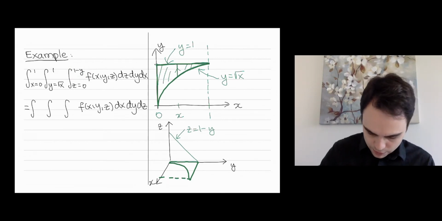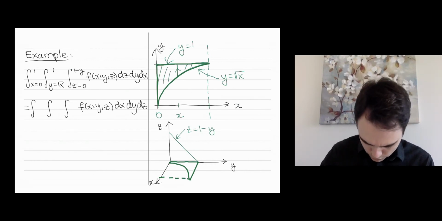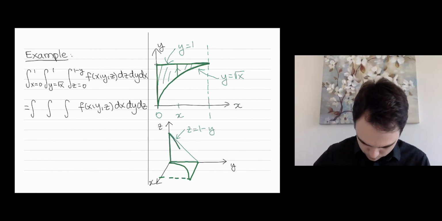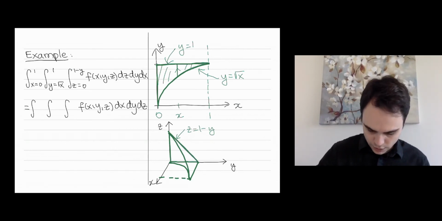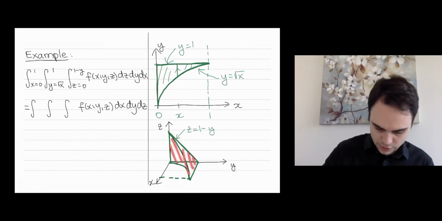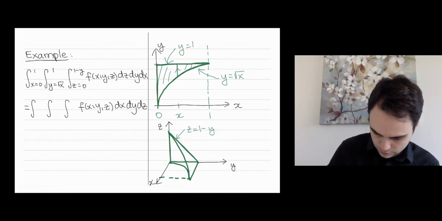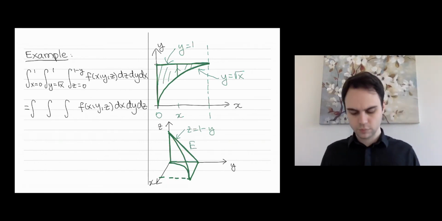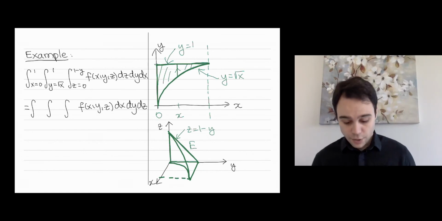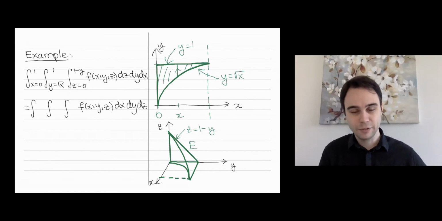So our shape looks like this. And this is the region of integration. This is E. Okay, now that we have the picture, we can go back and fill in the bounds.